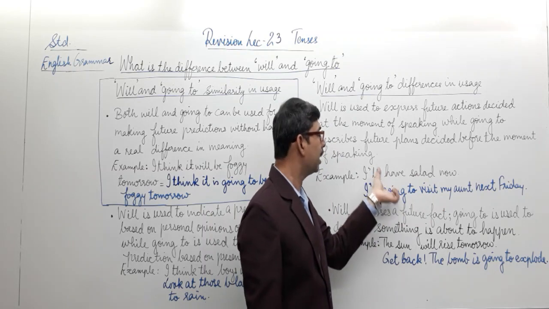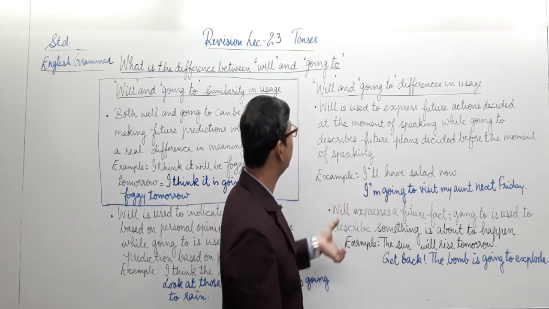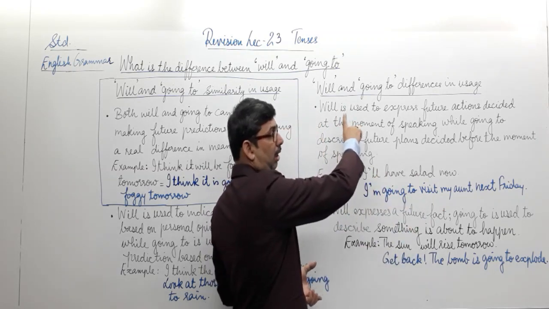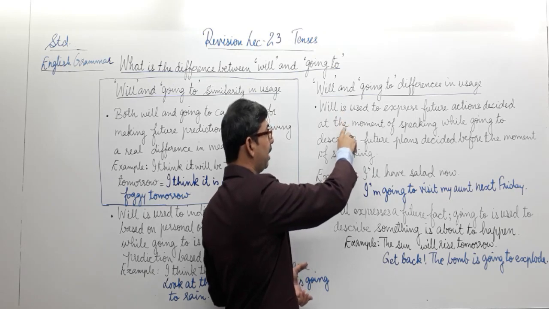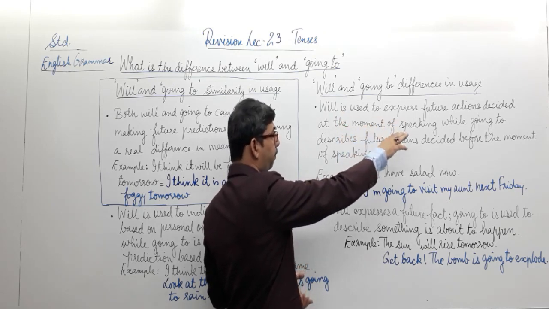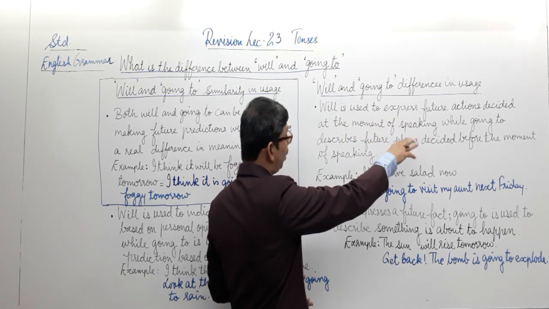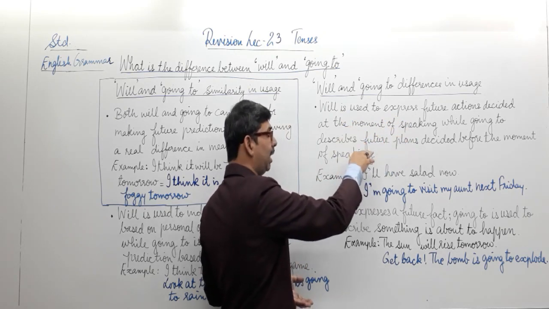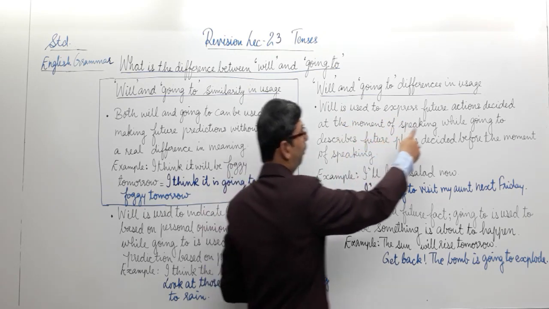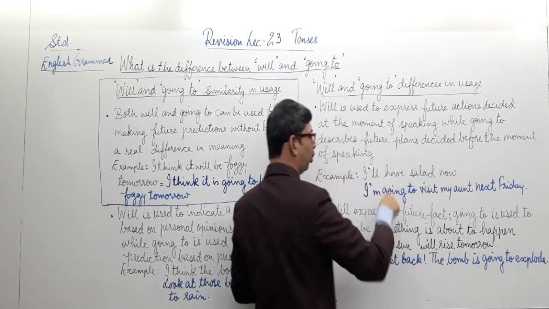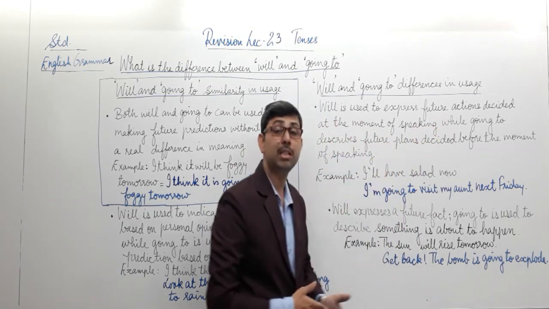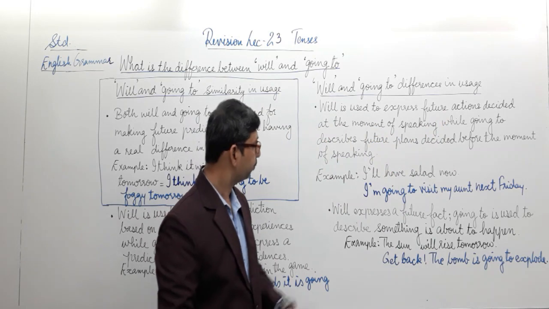So I hope these two sentences will help you to differentiate between the first difference of understanding over here, that will is used to express a future action decided at the moment of speaking, and going to a future plan. So future action and future plan are the two different things that have been expressed in these two examples.